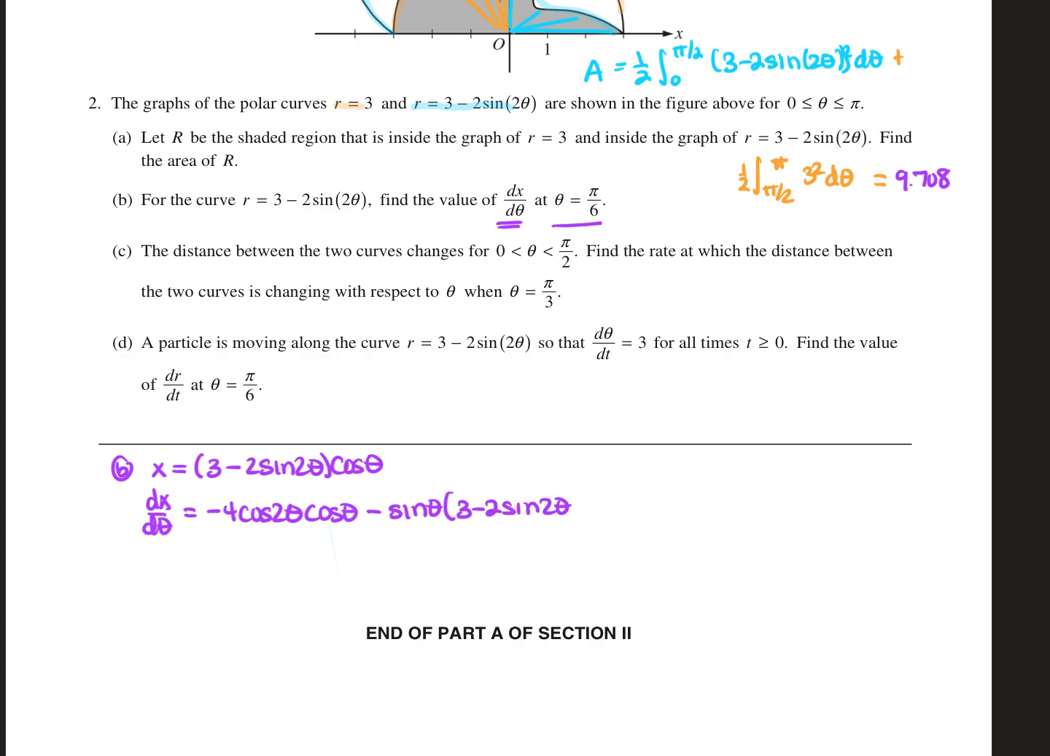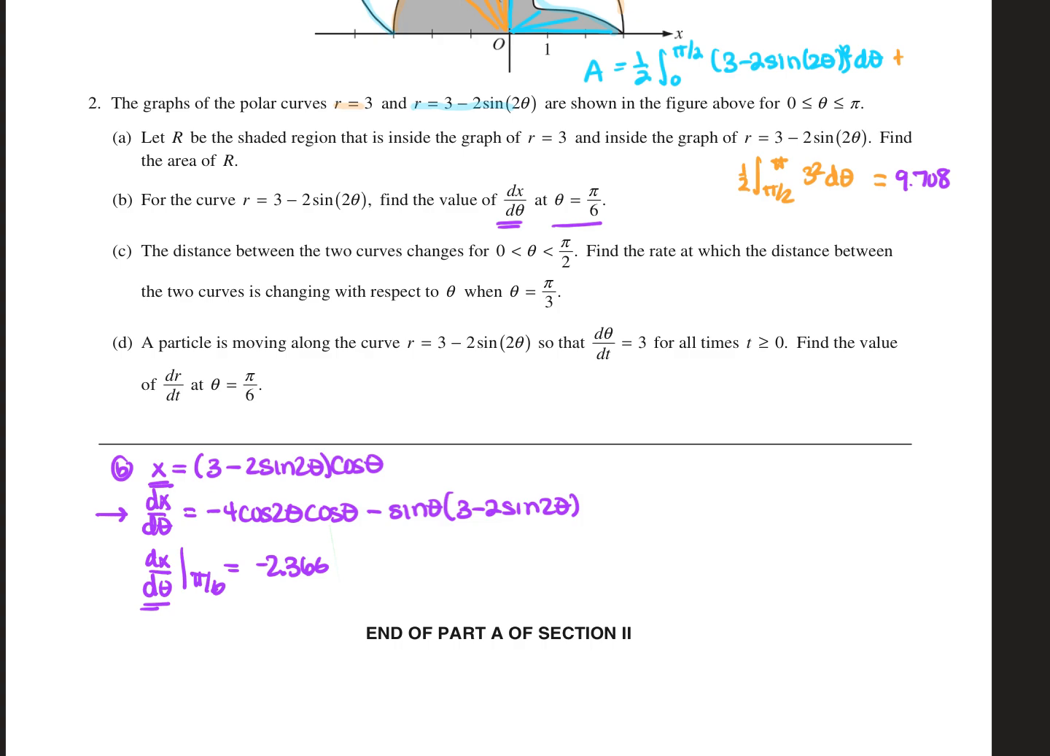And we're going to evaluate this all at pi over 6. And when we do that, we get negative 2.366. You do not need to show the derivative step, but you must show what x is equal to and say dx d theta at pi over 6 is equal to that.